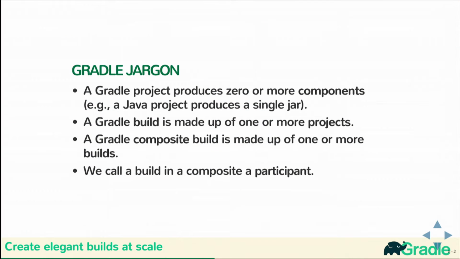So I'm trying to be careful with the way I describe things. There's some jargon going on here of Gradle projects, Gradle builds, which are made up of projects, and Gradle composite builds, which are made up of other Gradle builds. We also sometimes call a Gradle build that's in a composite a participant. So you can think of a participant as a wholly separate Gradle build that might be multi-project, or it might be a single project that's in a composite.